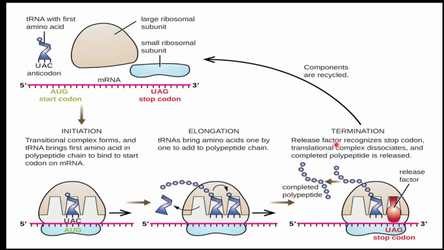Here, the release factor recognizes the stop codon, and the moment it's recognized, there is no more formation. There is no more transfer RNA bringing amino acids. As you can see, the release factor is going to be occupying the acceptor site. Therefore, no more transfer RNA can bind to our acceptor site. So this is basically what happens.